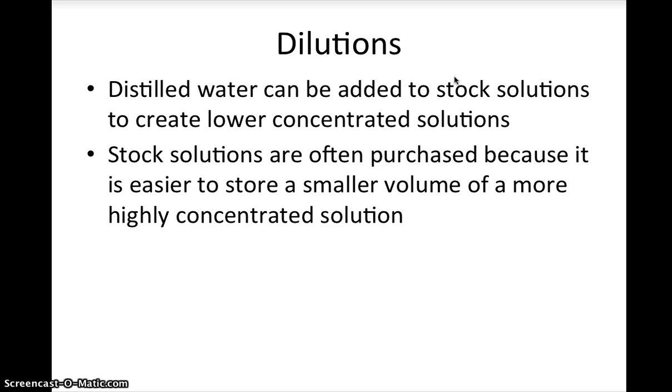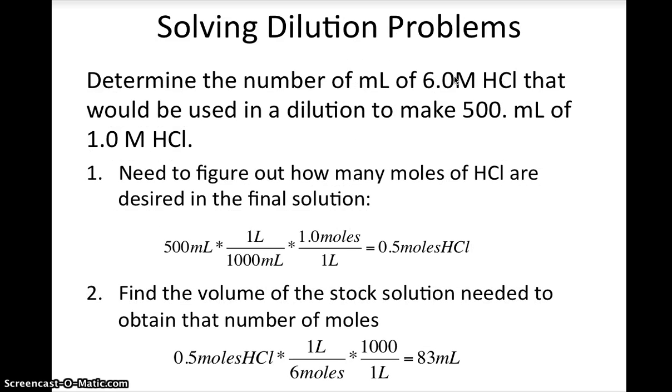But those highly concentrated solutions aren't necessarily very desirable to work with because they're a little bit more dangerous, and we often don't need that high of a concentration. So to solve a dilution problem, here's an example. Determine the number of milliliters of 6 molar hydrochloric acid that would be used in a dilution to make 500 milliliters of 1 molar hydrochloric acid.